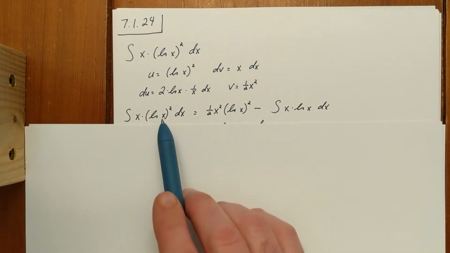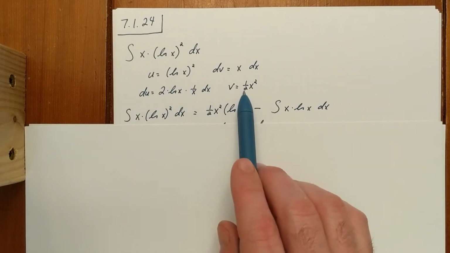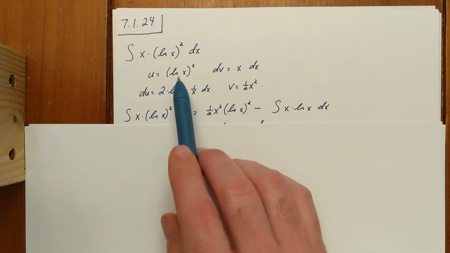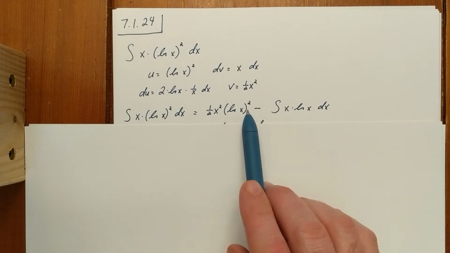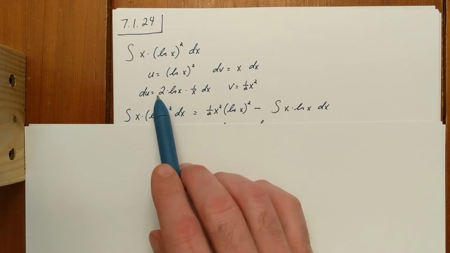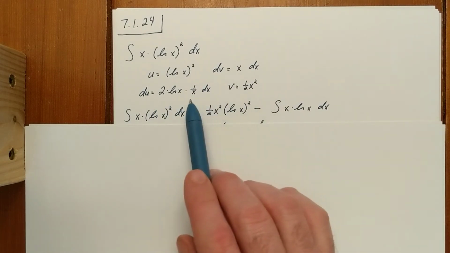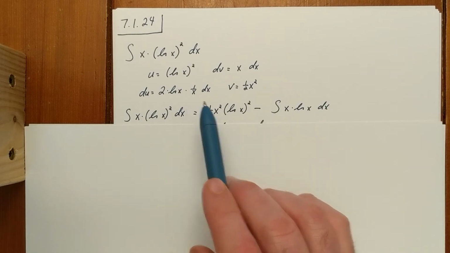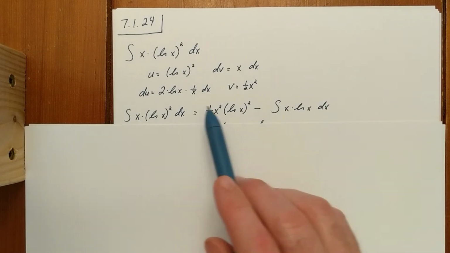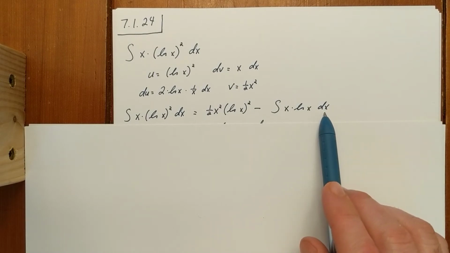So the original integral right here is equal to our u times our v, that's a 1/2 x squared times the natural log of x quantity squared, minus the integral of v times du. The 2 and the 1/2 are going to cancel each other out. The x squared gets multiplied by the 1 over x to make just an x, and that natural log comes right here with a dx.